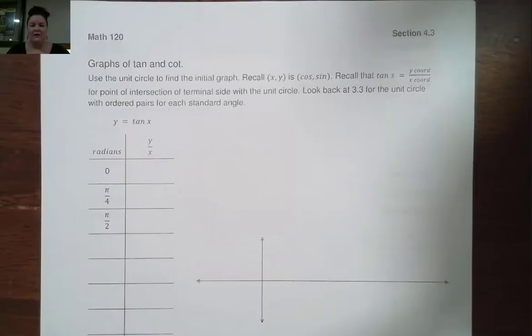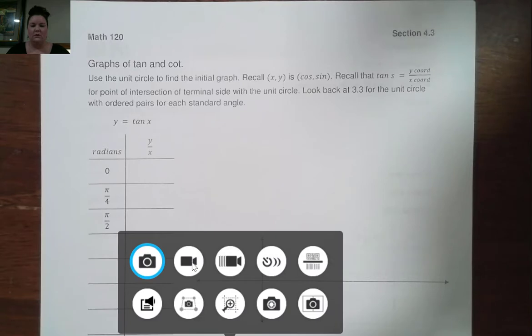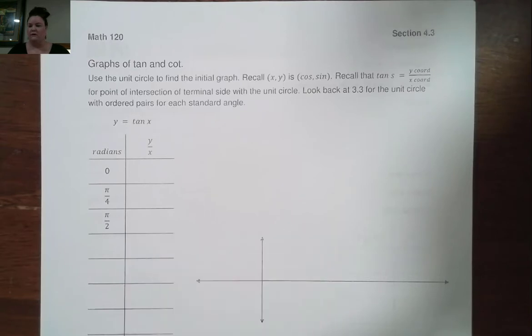All right, so today we're going to be going over section 4.3, and 4.3 is all about the graphs of tangent and cotangent.